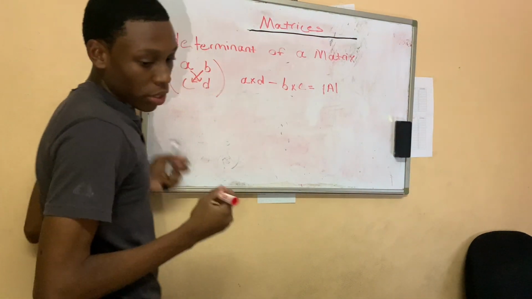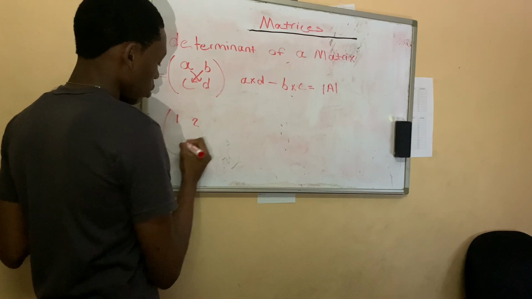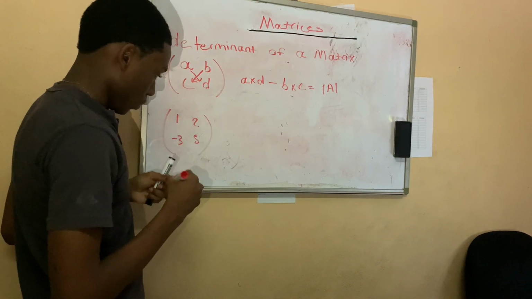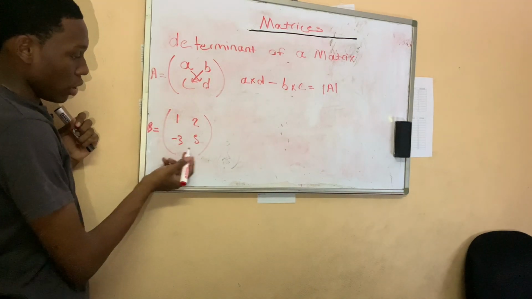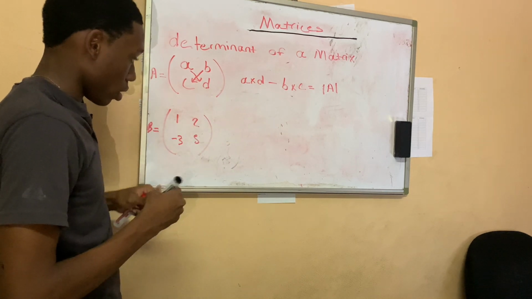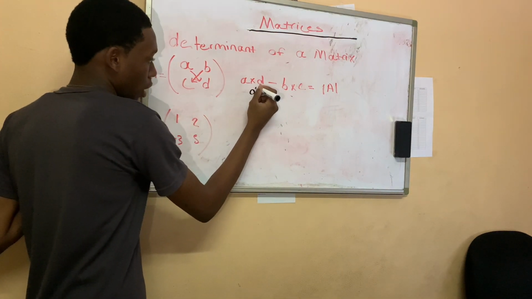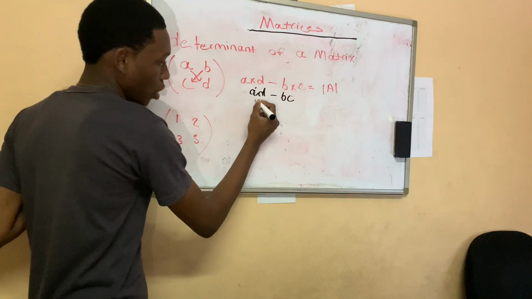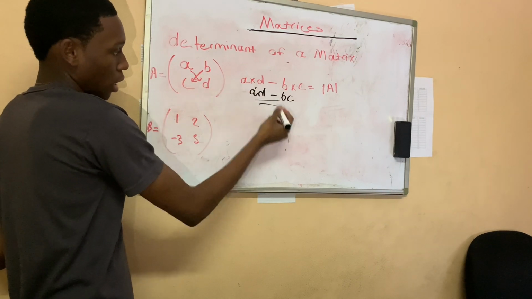Alright. For instance, we have a matrix that has 1, 2, negative 3, and 5, right? Let's say find the determinant of matrix B. Use the same formula up here. Just follow the formula. All you need to do is remember this formula in your head. AD minus BC. That's all with the determinant. Just AD minus BC, which is A times D minus B times C.